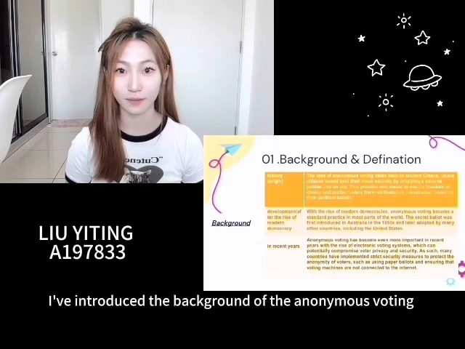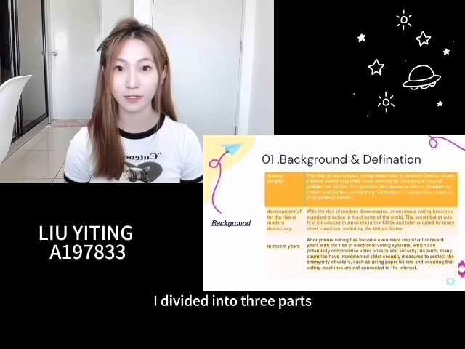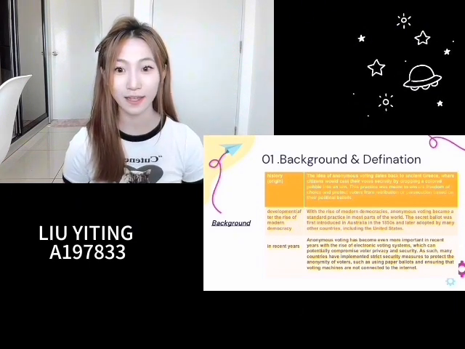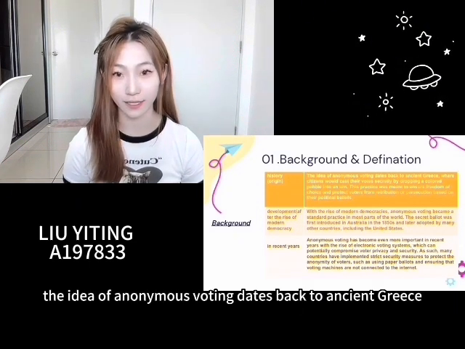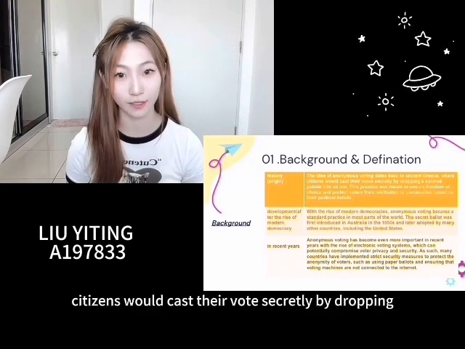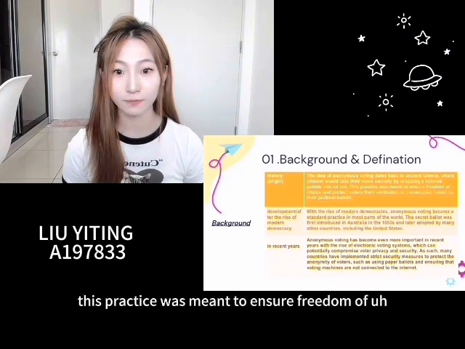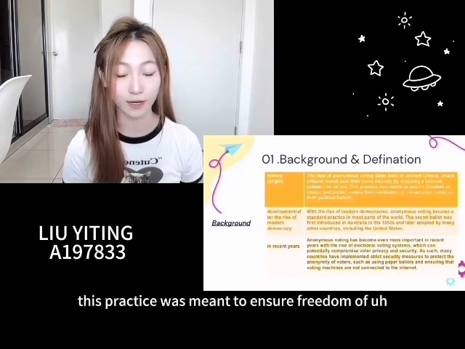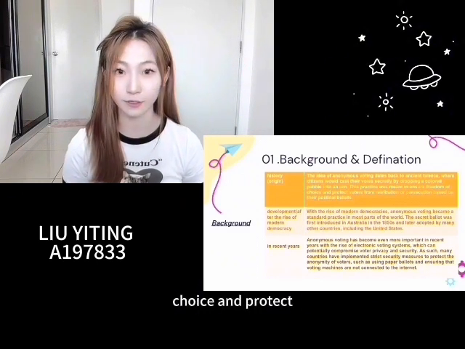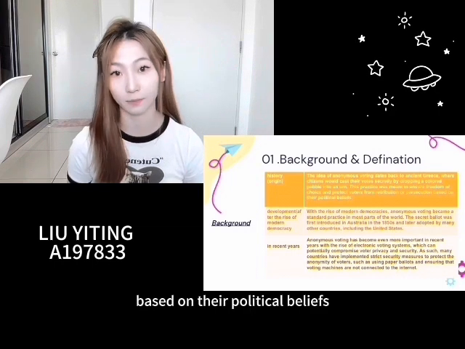Firstly, I've introduced the background of anonymous voting. I divide it into three parts. The first one is history. The idea of anonymous voting dates back to ancient Greece, where citizens would cast their votes secretly by dropping colored pebbles into something. This practice was meant to ensure freedom of choice and protect voters from retribution or prosecution based on their political beliefs.